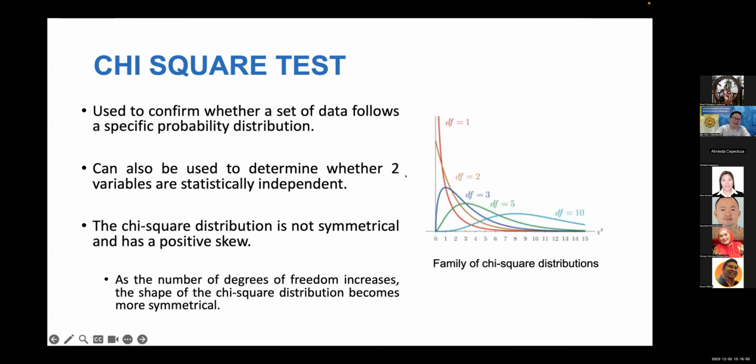So to proceed, we use the chi-square test to confirm whether a set of data follows a specific probability distribution, and it can be used to determine whether two variables are statistically independent. Unlike our bell curve, the chi-square distribution is not symmetrical and has a positive skew, meaning as the number of degrees of freedom increases, the shape of the chi-square distribution becomes more symmetrical, as you can see on the figure on the right.